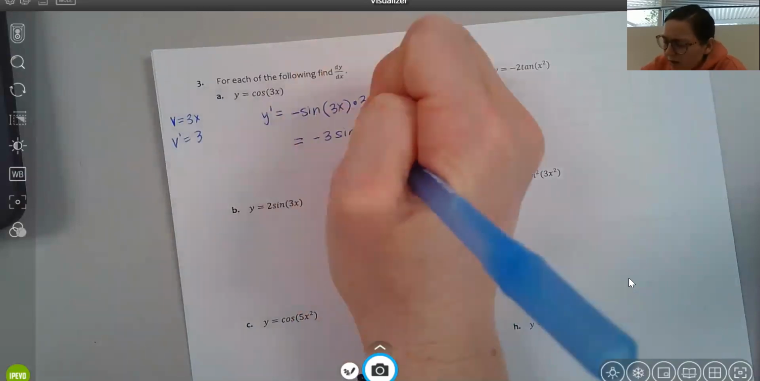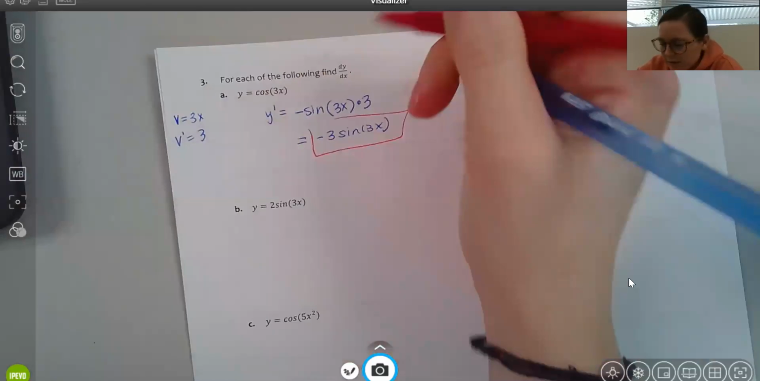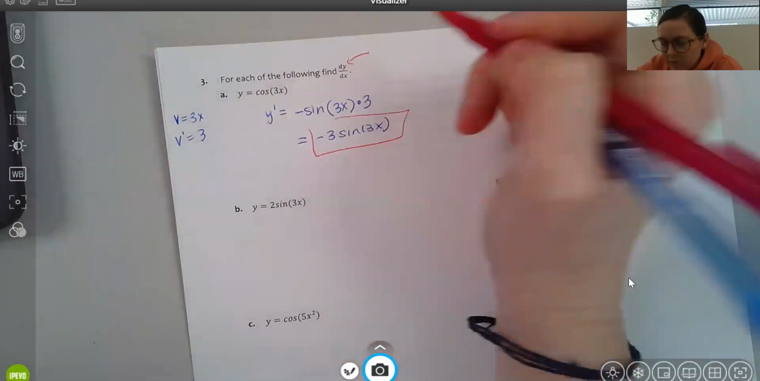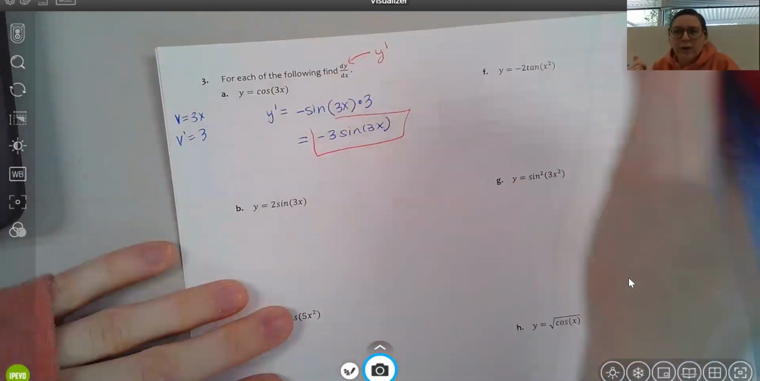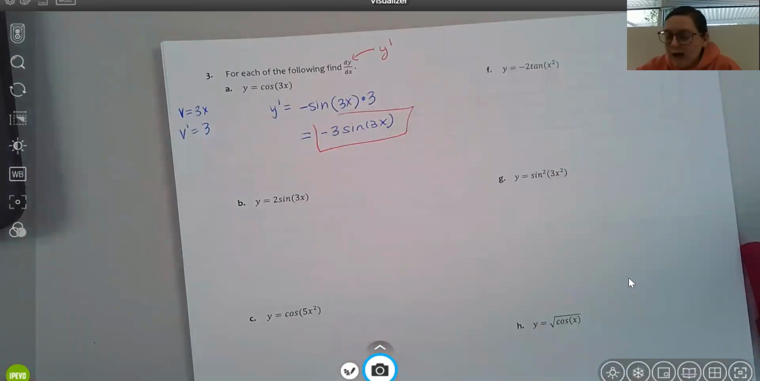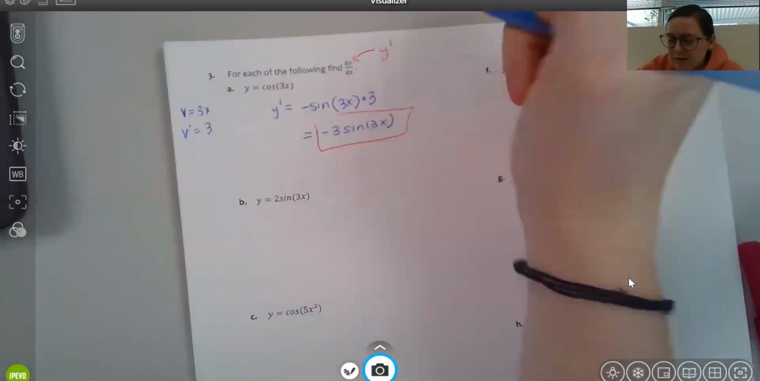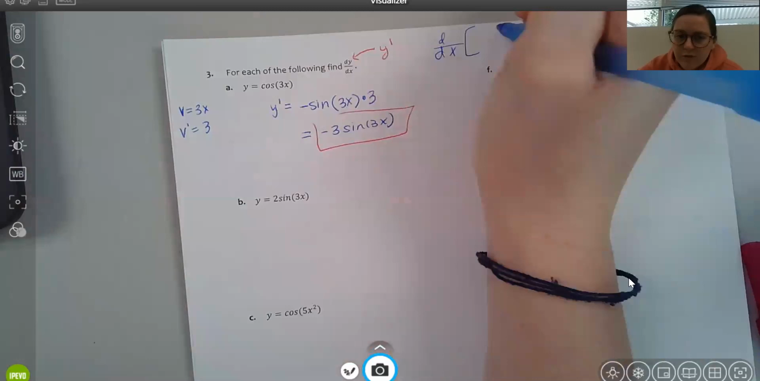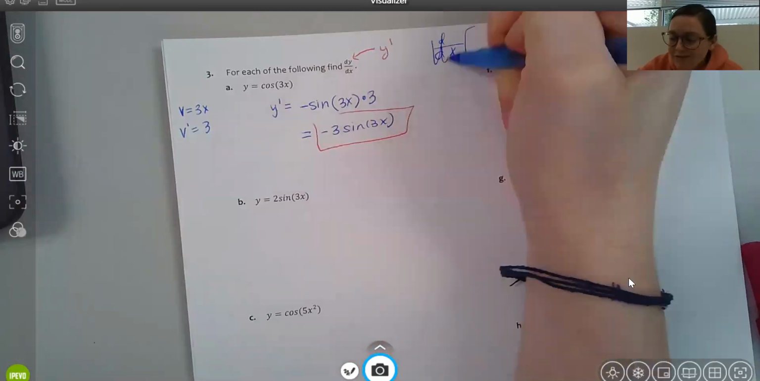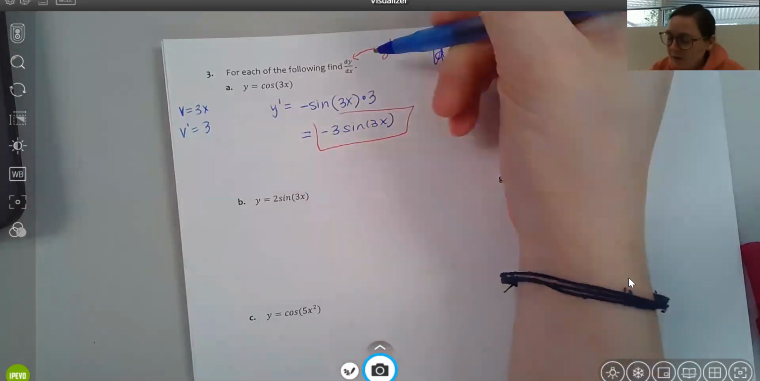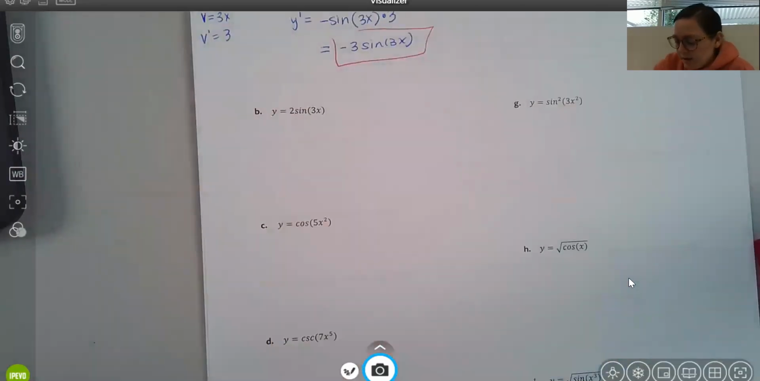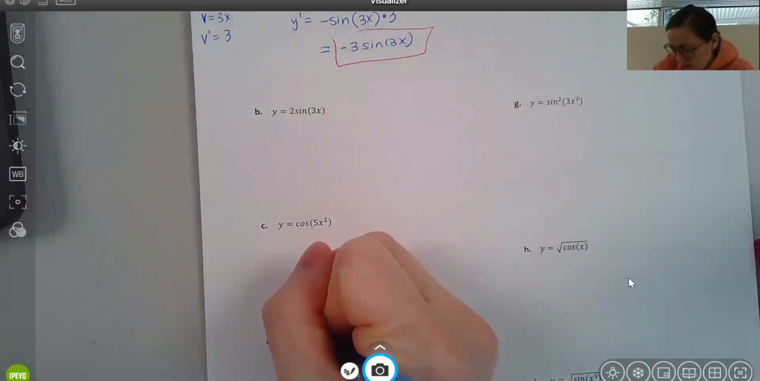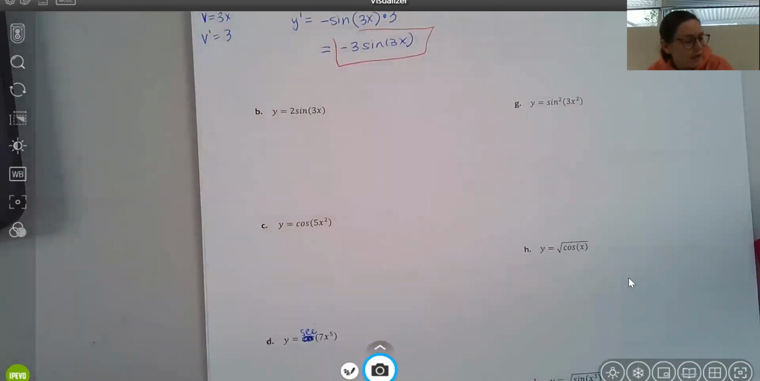Now you might be wondering, wait, but it asks for this dy dx, and I forgot to mention, this is just the same as y prime. It's another notation for finding derivatives. So you've got f prime, y prime, dy dx, similar to when you're saying d dx of something. It's just asking for the derivative. So this is just another way of saying the derivative of y. You guys try B, C, and D. I think I changed this. So try B, C, and D, and then I'll jump in a minute.